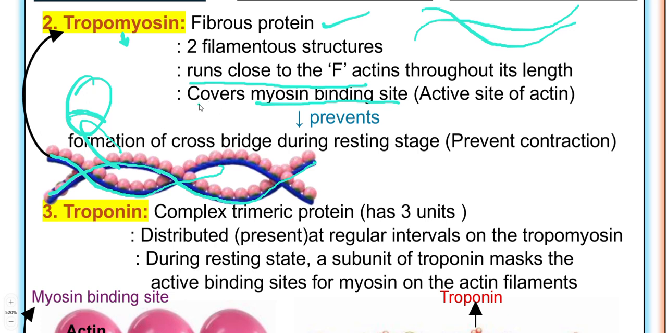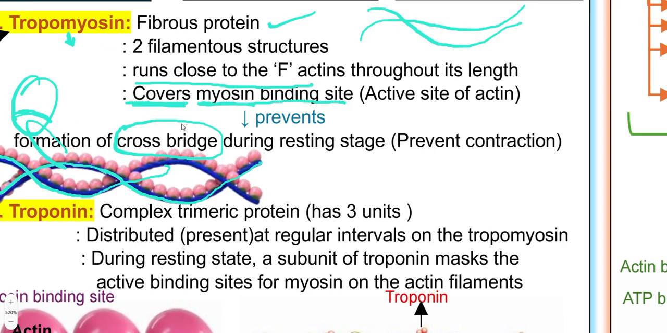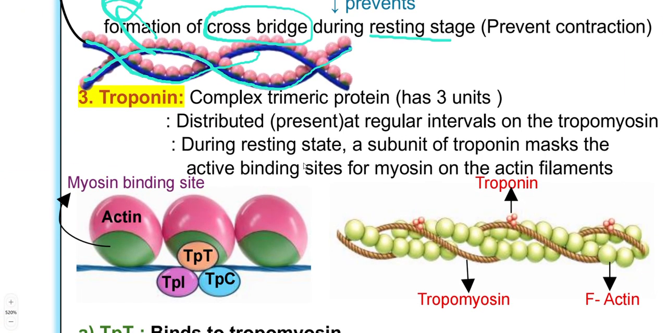So this tropomyosin, what is the function of this? It is going to cover the active site of the actin, that is the myosin binding site, in order to prevent the formation of cross bridge. This cross bridge you will not understand now. You will understand when I explain the mechanism. Now, when this covering happens, there is no contraction, right? Then let's jump to the third protein which is involved in the thin filament formation, that is your troponin.